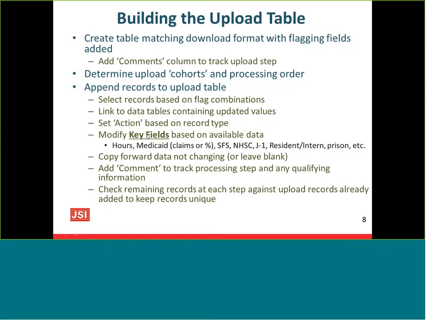And then you modify what I call the key fields based on the available data. So you're really not touching most of the fields. Usually all you're doing is changing the hours, one or more attributes of Medicaid, so either the claims or the percent from a survey or both, you can do that. The sliding fee number, if you have the sliding fee data in a survey or in some other form. Sometimes at the organization level, you can match folks up and do sliding fee at the organization level. NHSC, J1, resident interns, if you have data on if they're at a prison or something, you can do that. So all those characteristic things.